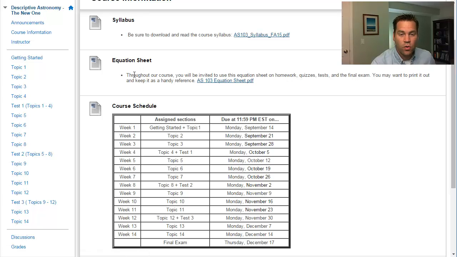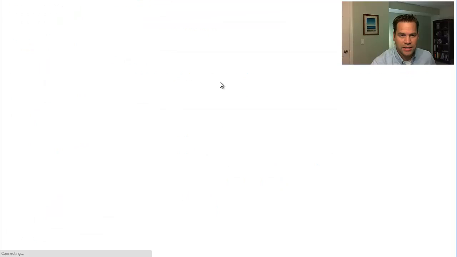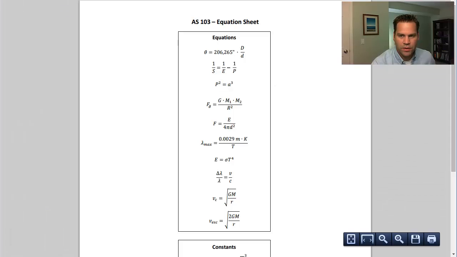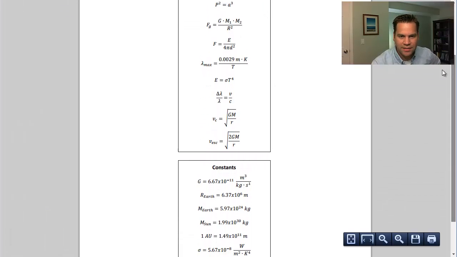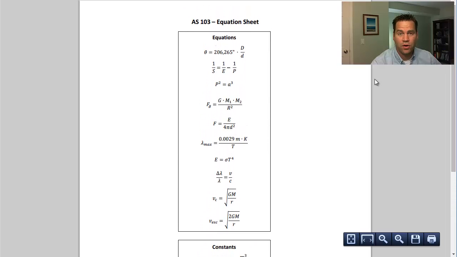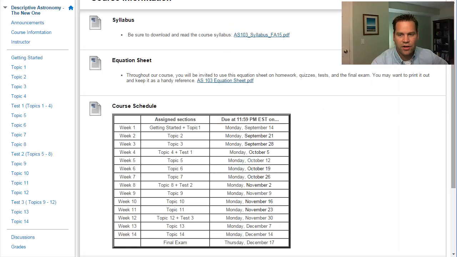Below there, you'll see the equation sheet. So our equation sheet contains about 10 equations and some constants of nature that we'll be using throughout the course. So it's important that you have this readily available. We'll be using it on quizzes and tests and even on the final exam. So I'd just print that off and have it nearby or keep it handy.